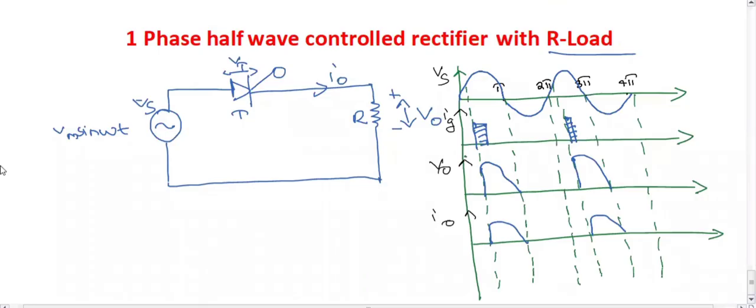Now let's see what happens with the single phase half-wave controlled rectifier with R load. As I told you, we have R load, RL load, and RLE load. Everything is there. Now we will see the simple one, that is, what happens with an R load. We have an AC voltage source Vs, which we call Vm sin omega t. Then we have the SCR or thyristor.